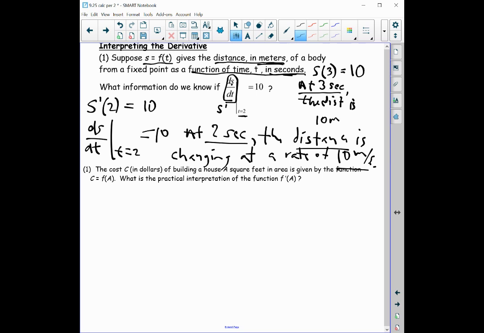The only other thing is if this was a negative 10, that would tell me that the distance is decreasing because the slope is negative. But I'm not going to say decreasing at negative 10. I'm going to say decreasing at 10, because the word decreasing already implies the negative. So don't ever use a double negative. Either say changing at negative 10 or say decreasing at 10. But don't say decreasing at negative 10. That makes literally no sense.